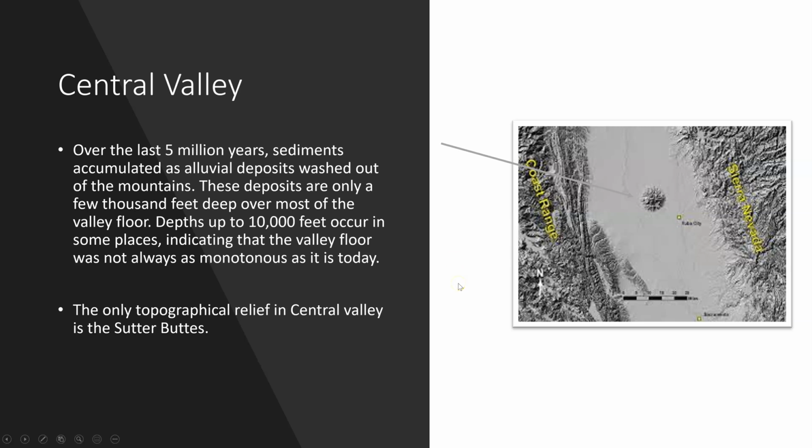So over the last 5 million years, sediments have accumulated in these alluvial deposits that washed out from the Sierra Nevada. These deposits are only a few thousand feet deep over most of the valley floor. Depths up to 10,000 feet occur in some places, indicating that the valley floor was not always as monotonous as it is today. The only topographical relief in the Central Valley is the Sutter Buttes in northern California. So this is north of Sacramento here.